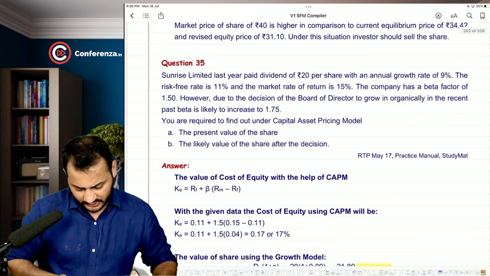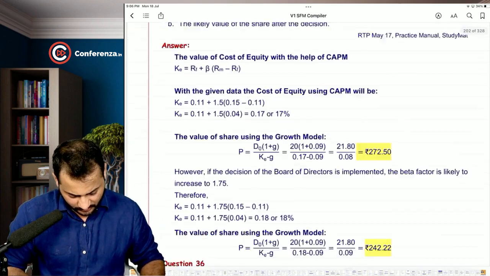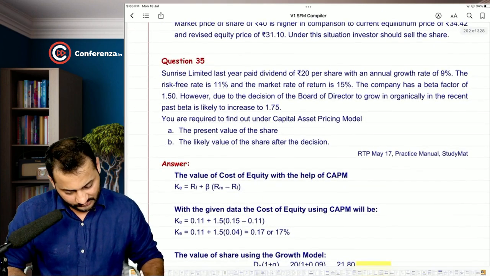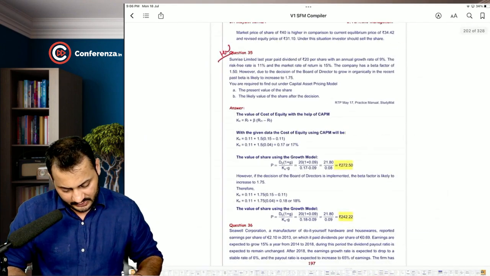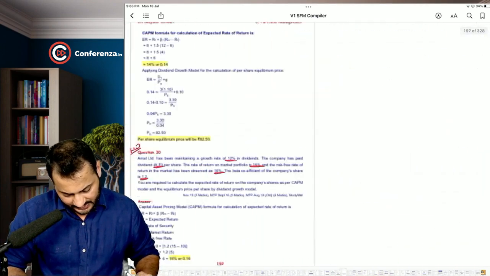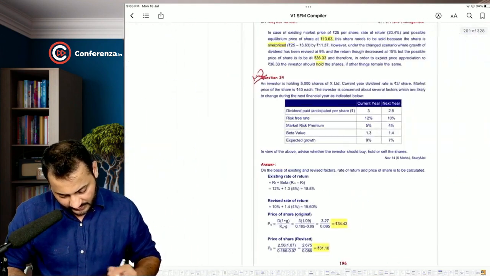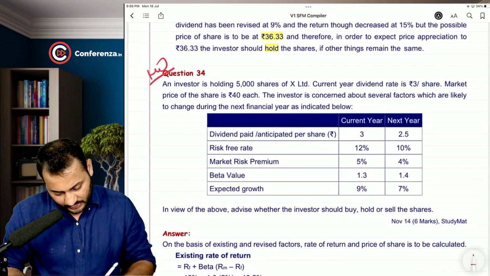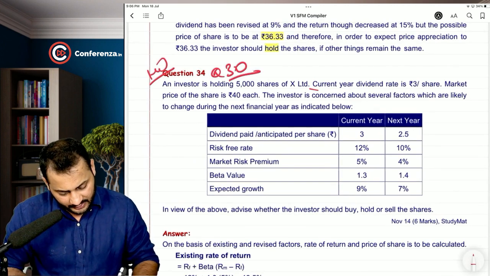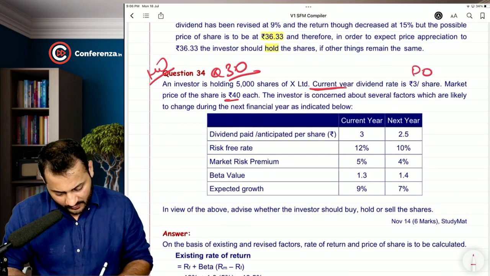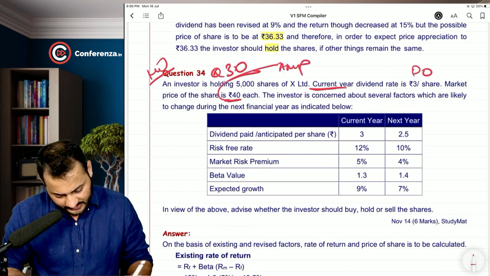Now this is going to be something that we will be focusing on. Again the same. Okay, what to do in this question? I will just tell you. This is a similar question to question number 30. It should have been placed there. See, current year dividend. This is D0. 40 is the actual market price.